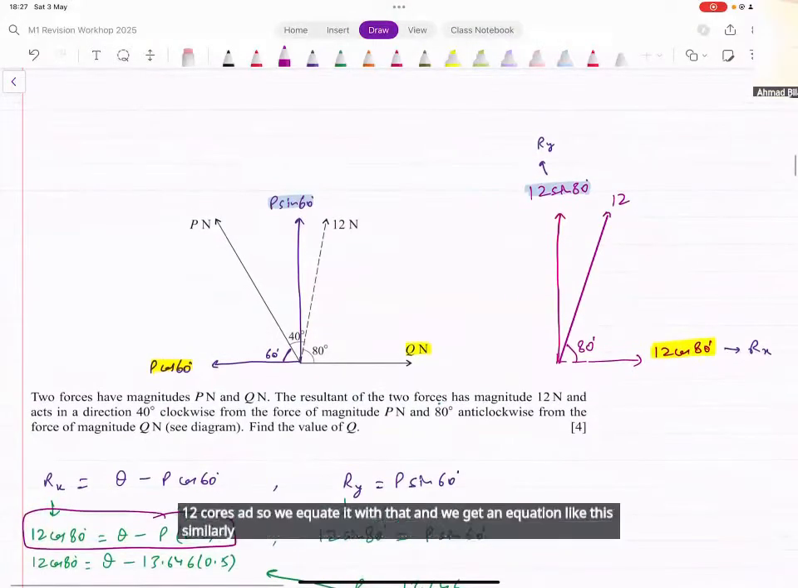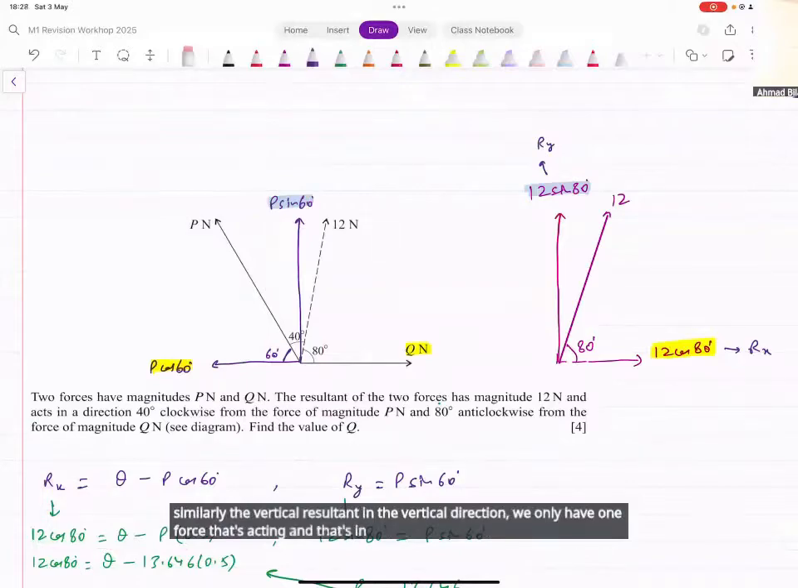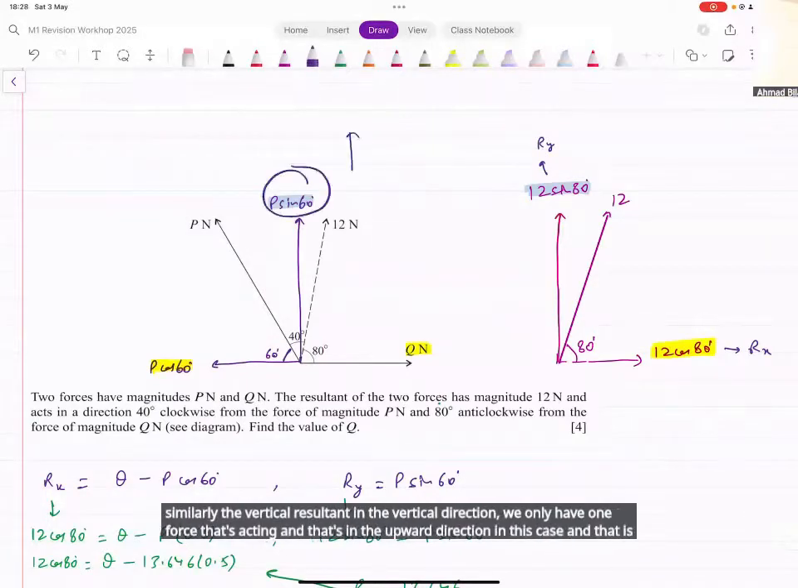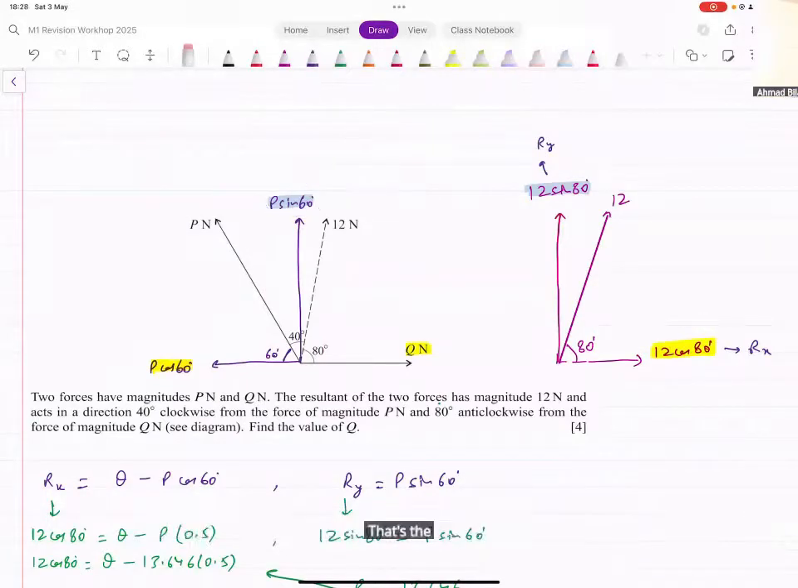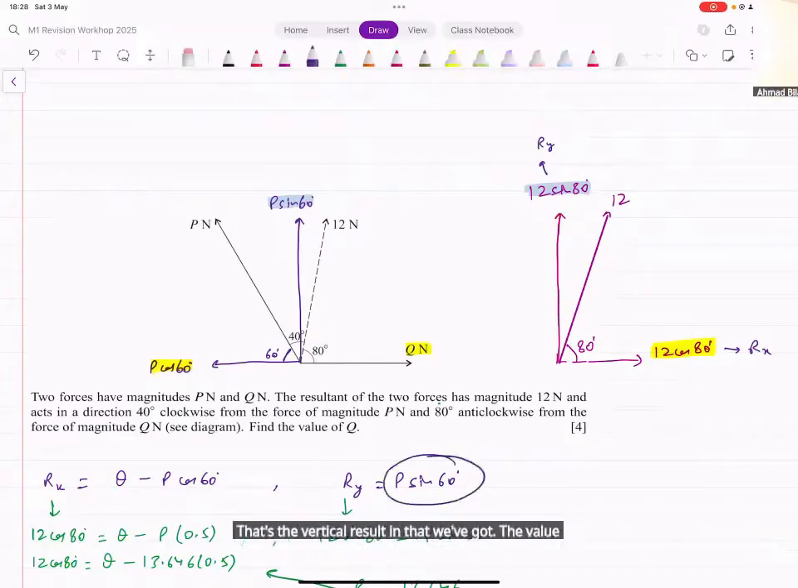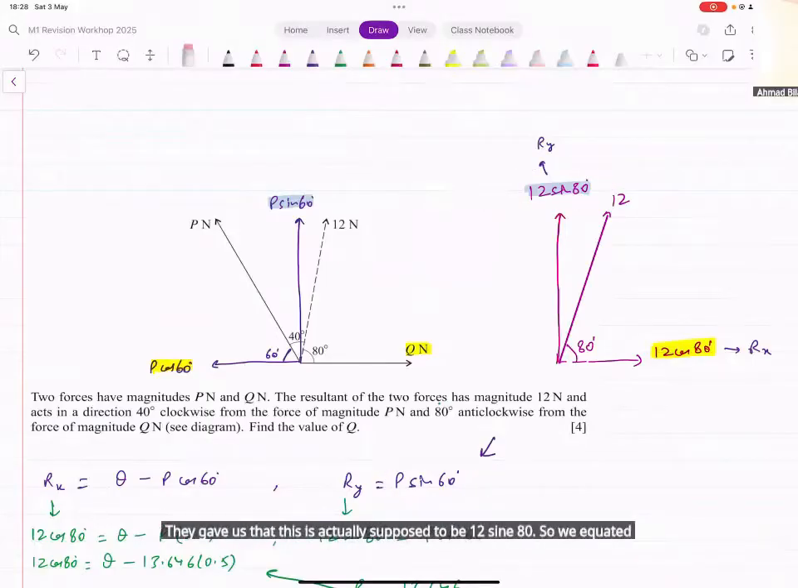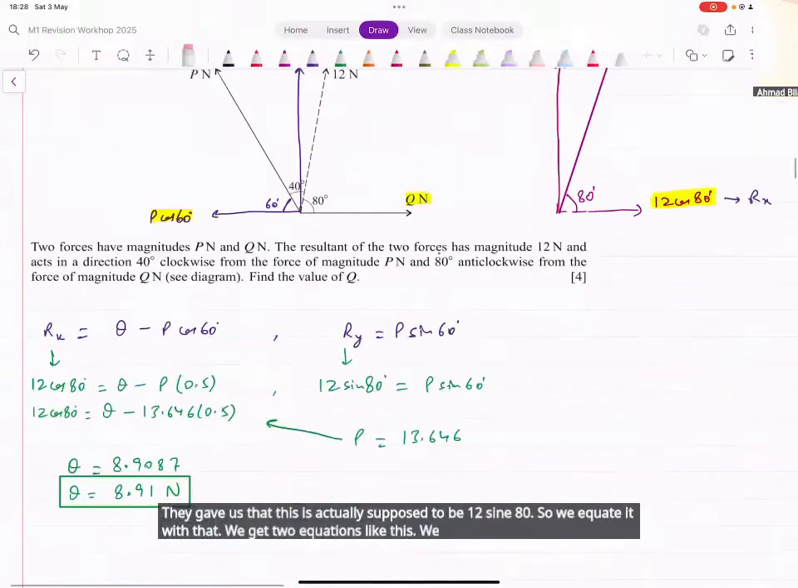Similarly, the vertical resultant. In the vertical direction, we only have one force that's acting, and that's in the upwards direction in this case, and that is P sin 60. That's the vertical resultant that we've got. The value for that is P sin 60. They gave us that this is actually supposed to be 12 sin 80. So we equated with that. We get two equations like this. We solve them simultaneously, find the value of P and Q from that.